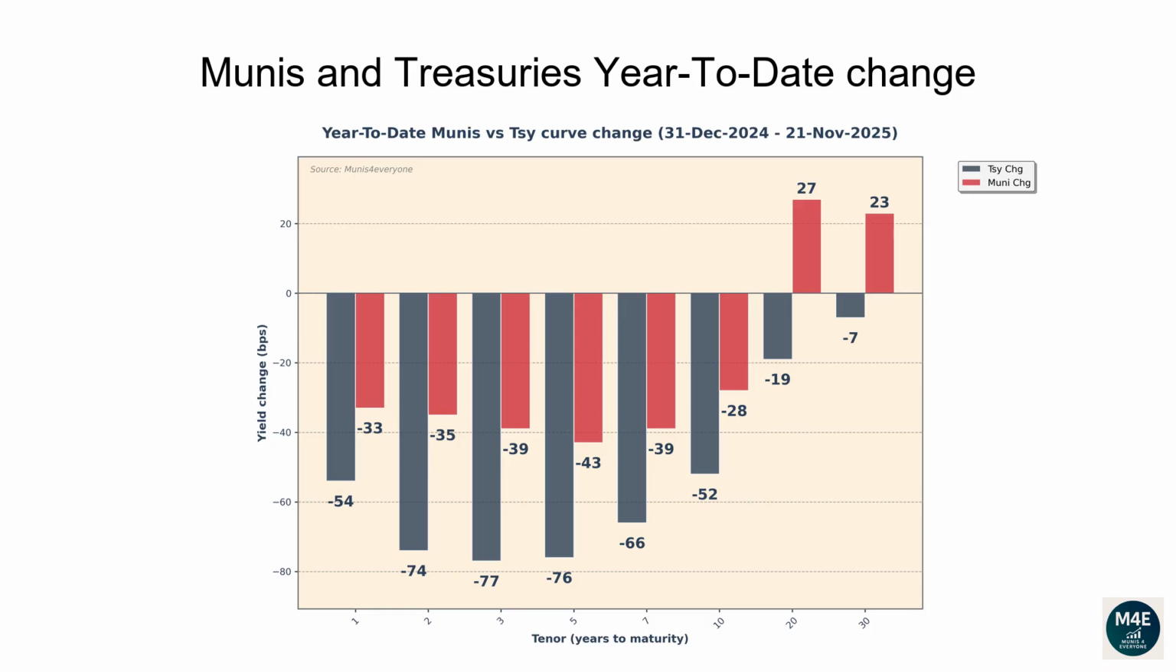This graph is similar to the previous one, but instead of showing how interest rates have moved versus the prior day, it shows how much they have changed since the end of the previous week. The current bar plot shows how munis and treasuries have changed year to date.